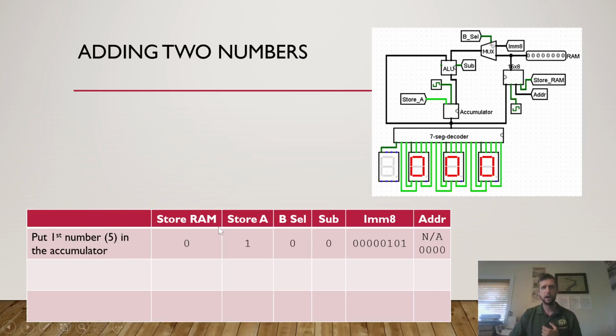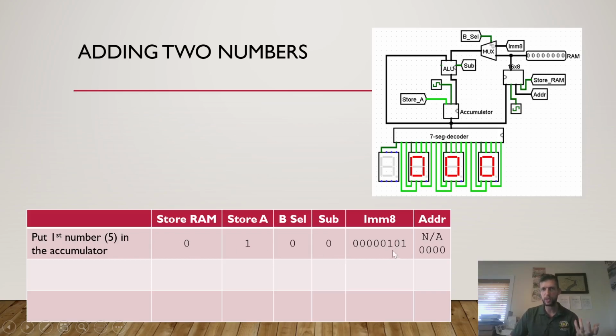To do that, I've got all my signals here in this table. I'm not storing anything to RAM, but I do want to put something in my accumulator, so that bit here is a 1. B select is a 0 because I want to get a value from this immediate field. Subtract is a 0 because I don't want to subtract. I'm going to add. I'm going to assume the accumulator effectively starts as 0, so 0 plus whatever number I enter will be the number I want in the accumulator.